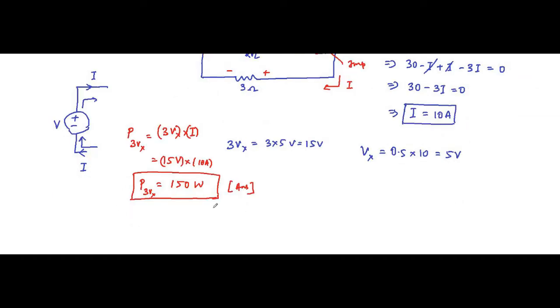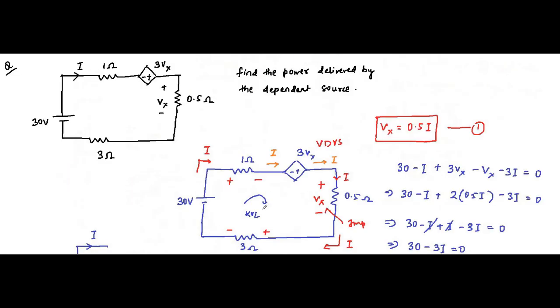So here again there are three important things. First, basic KVL application, you have to be clear about that. Then how to treat dependent sources. The important thing is to determine on which parameter of the circuit it is dependent. Here this voltage dependent voltage source is dependent on this voltage drop across 0.5 ohm. So that is the important thing.